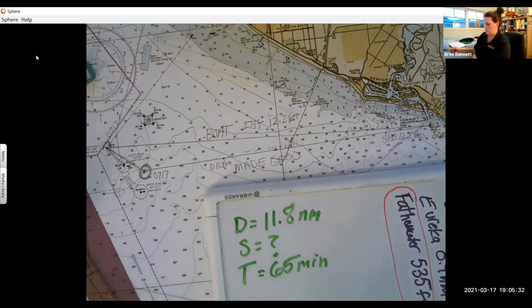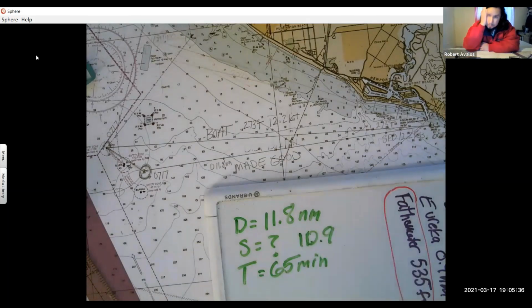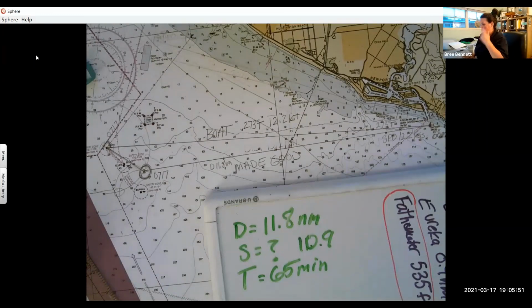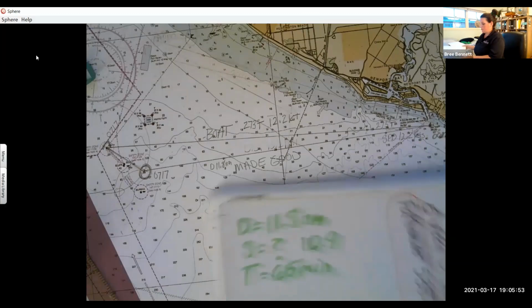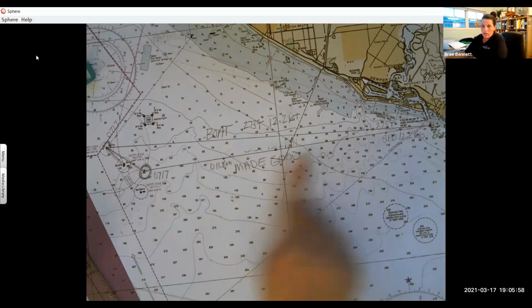What do you guys get for speed? 10.9 knots. 10.9. Yep. And we got our course over ground. We did that one. Okay, so that is the made good side of the triangle.